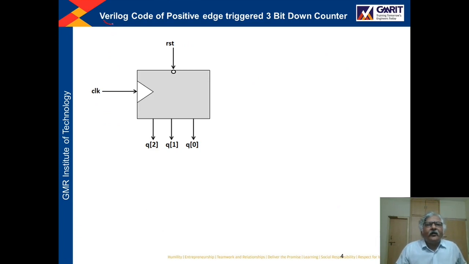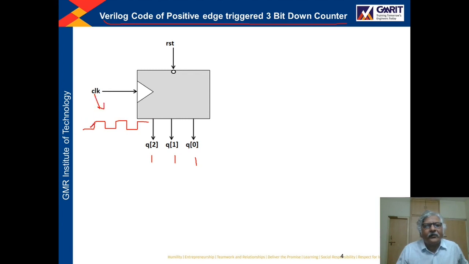Now we will see the Verilog code of a positive edge triggered 3-bit down counter. Down counter means, suppose this output is 111. This is also positive edge triggered, and this is our clock signal.